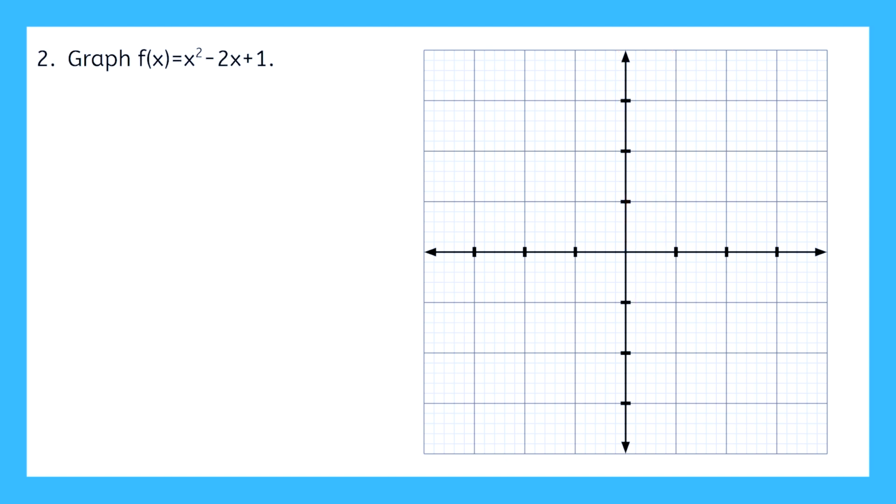This second example problem says to graph f of x equals x squared minus 2x plus 1. This is written in function notation with f of x. But remember, this is just another way of saying y equals. Pause the video and try this problem on your own now.